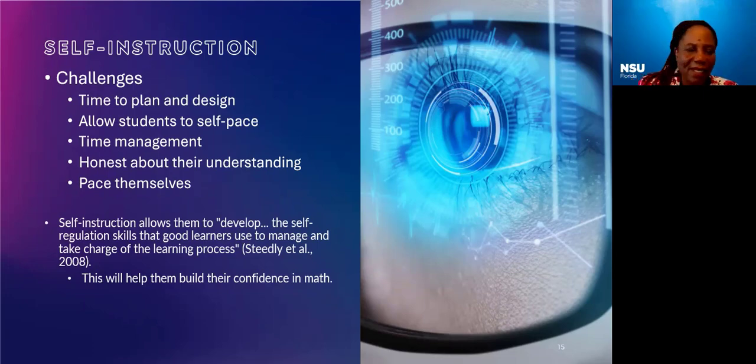So pacing themselves. Okay. But someone said self-instruction, oh yes, they got that from Steely, allows them to develop the self-regulation skills. And they said, this is what will help them build their confidence in math. We tell our students that if you can self-regulate and you can know where you're making your mistakes, you can develop those metacognitive skills, etc., etc. And so here they were seeing it for themselves and they were the ones talking about it.